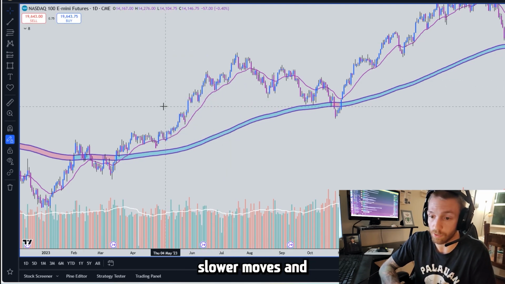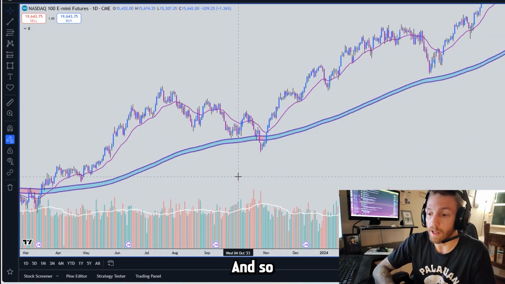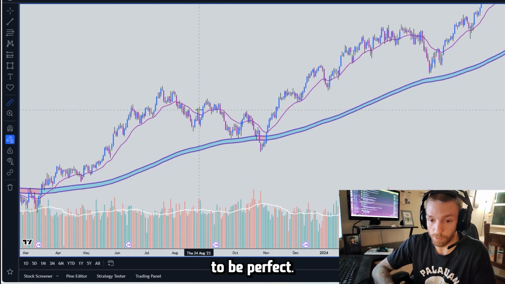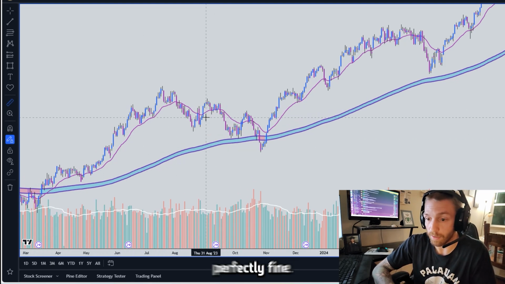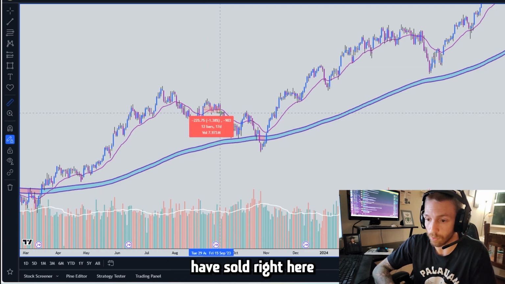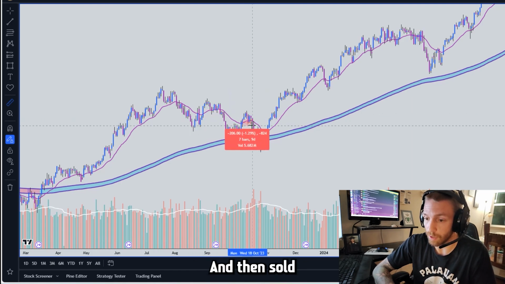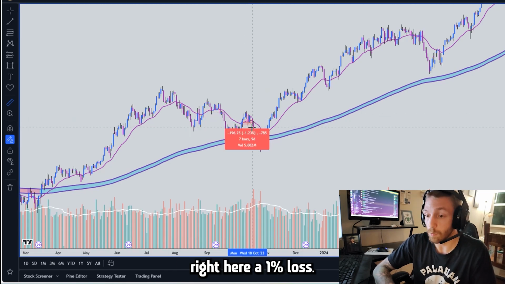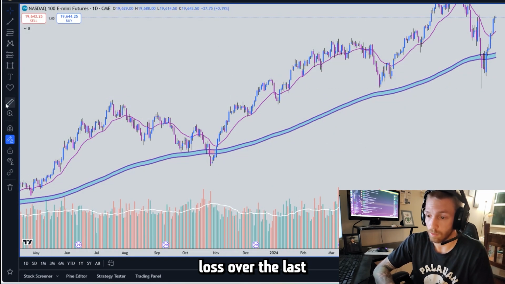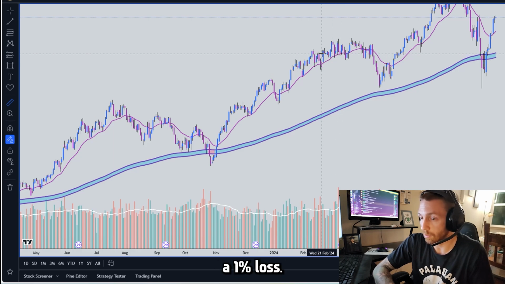You started seeing slower moves and not moving up as much. And so, like any other system, it's not going to be perfect. It does fail, and that's perfectly fine. Notice here, you would have bought in right here, and you would have sold right here. A 1% loss. Again, right here, and then sold right here. A 1% loss. So your average loss over the last 2 years would have been right around a 1% loss.